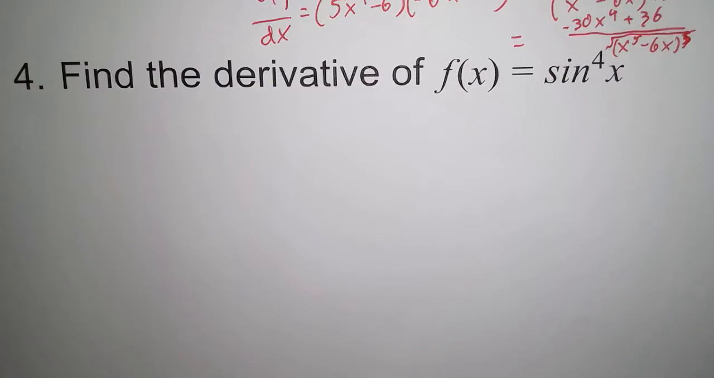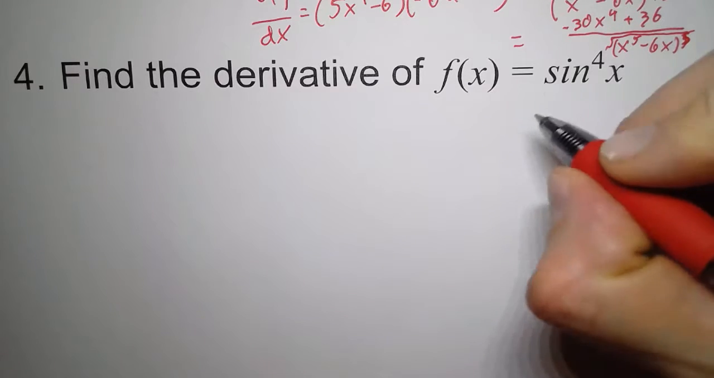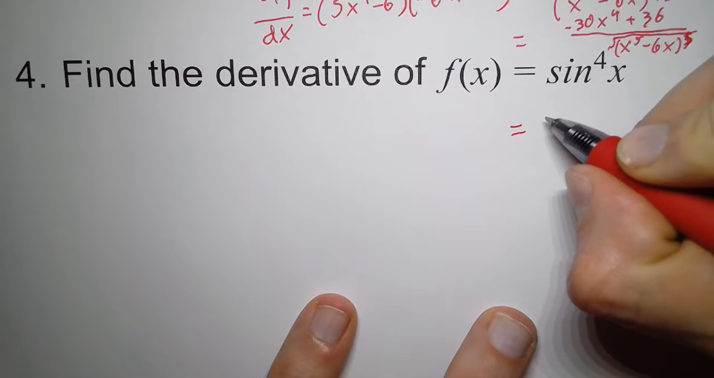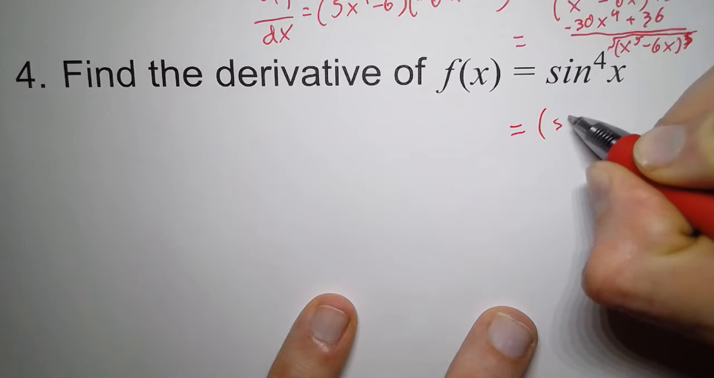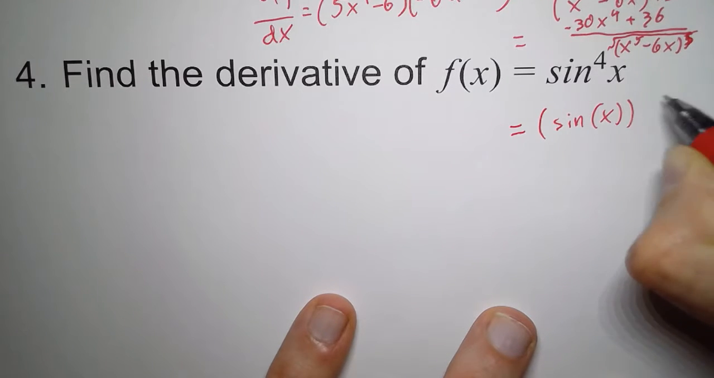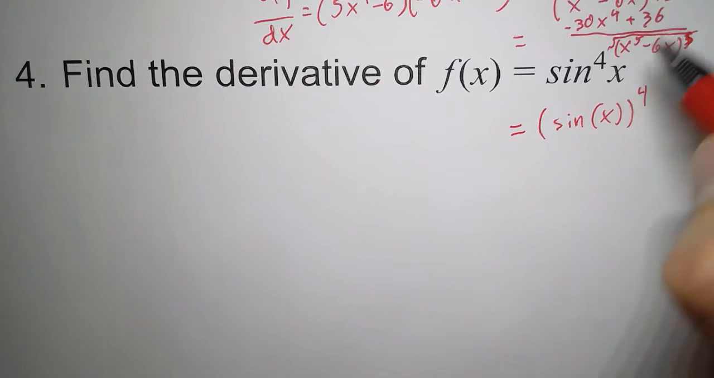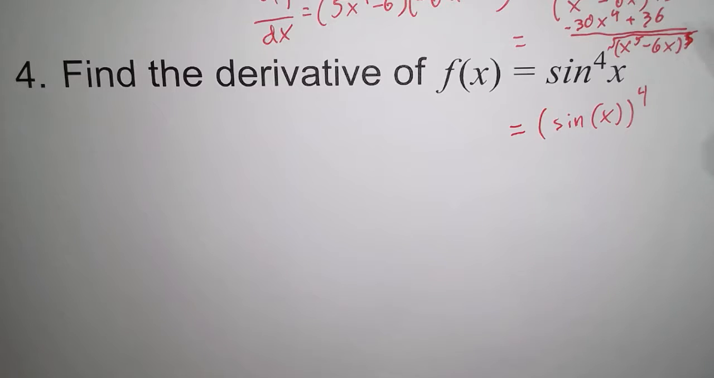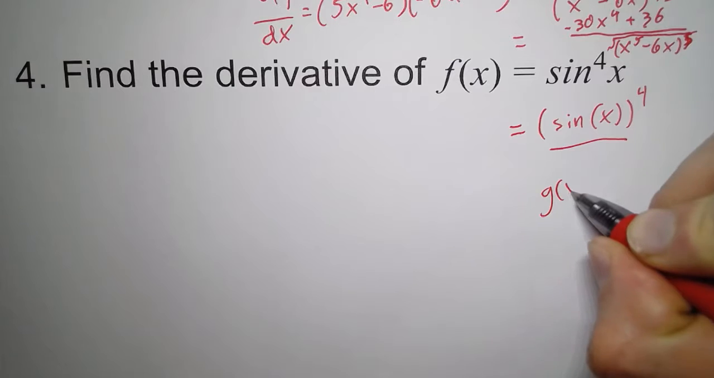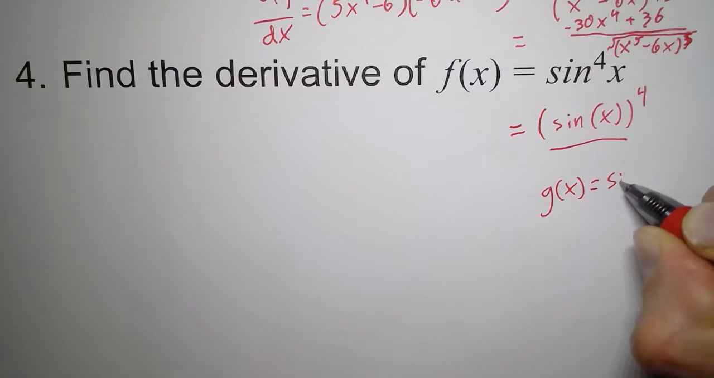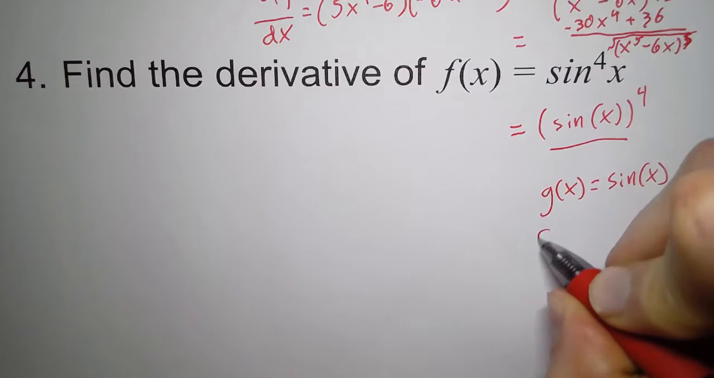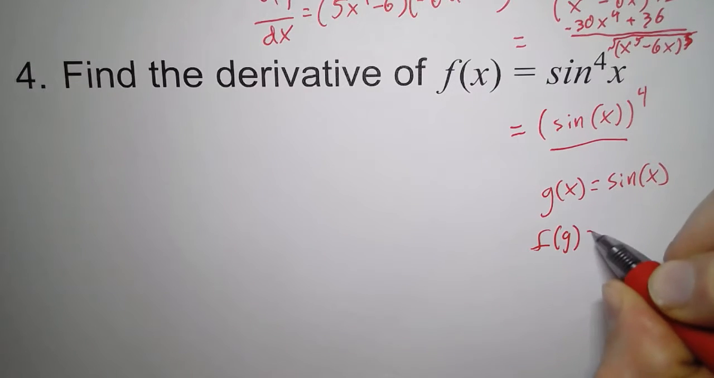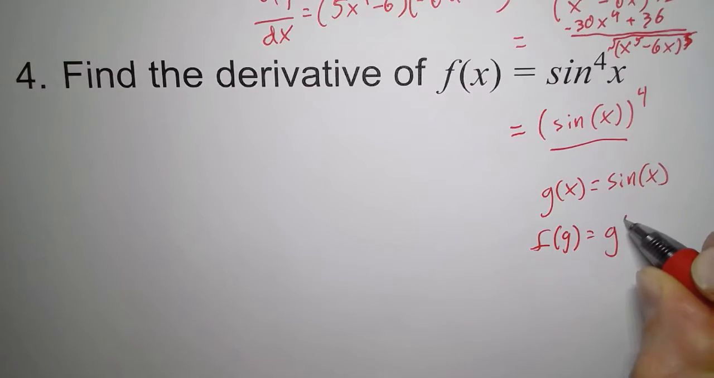So down to number 4, we've got sine to the 4th of x. Now, to be clear about this notation, this is sine of x to the 4th power. This often confuses people because it's this whole quantity that's being raised to the 4th. So this is our inside function. This is g of x. So that's sine of x. And then f of g is g to the 4th.